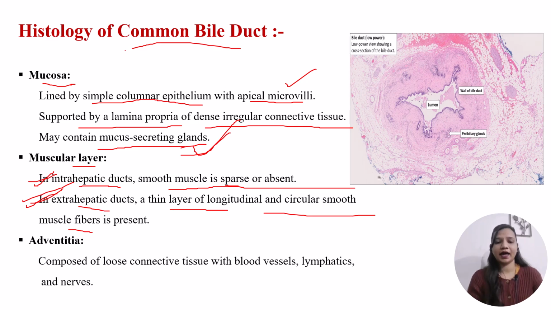And the adventitia here is composed of loose connective tissue with blood vessels, lymphatics, and nerves.